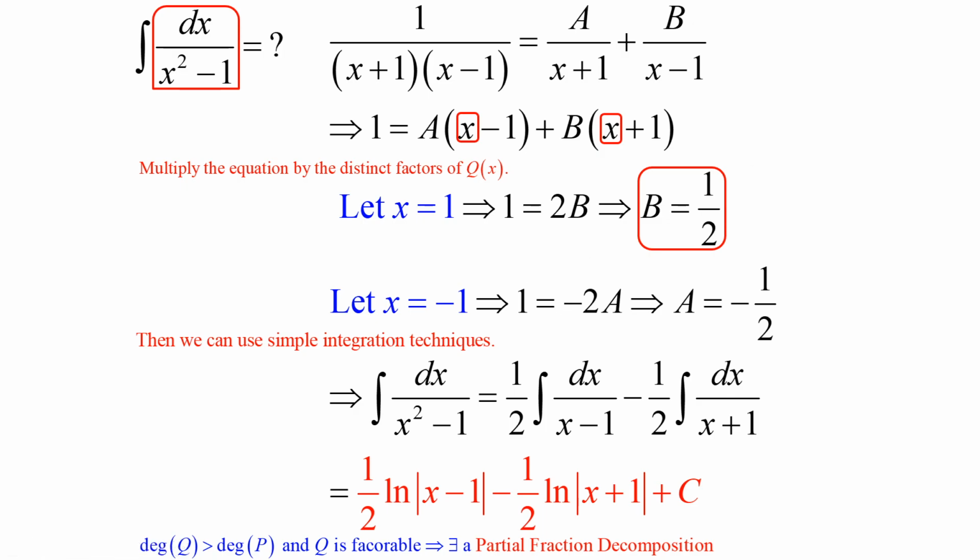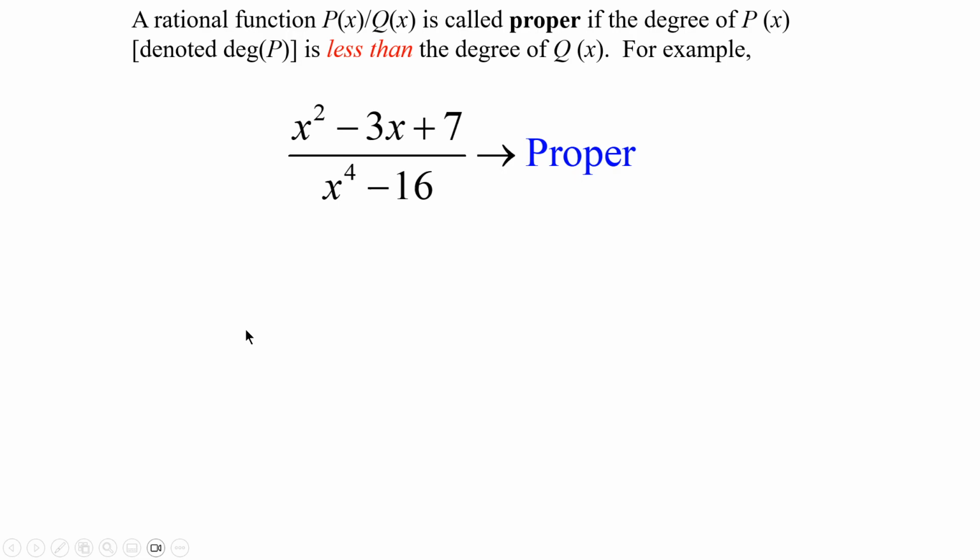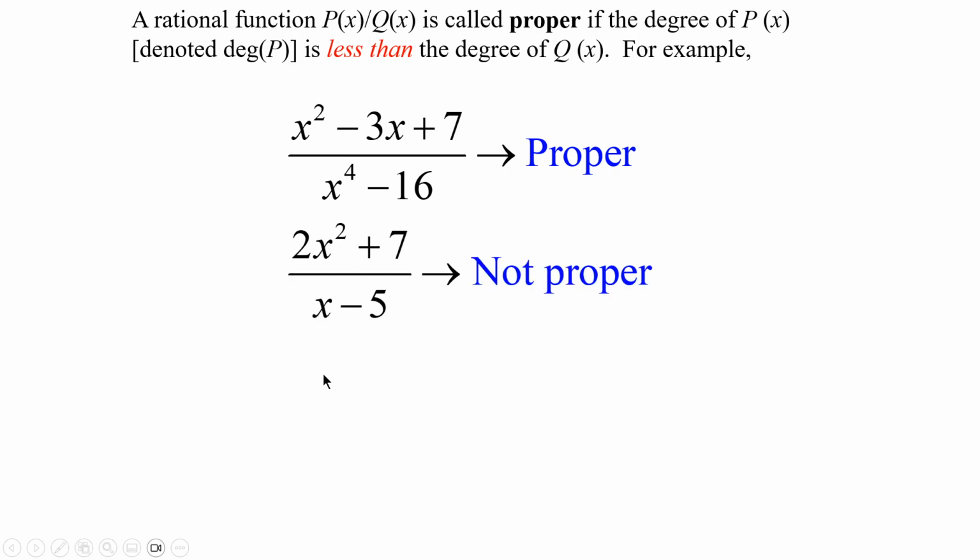What do you think? Okay, so a rational function p of x over q of x is called proper if the degree of p of x, denoted the degree of p, is less than the degree of q of x. For example, that is a proper fraction. That is not proper, nor is that. So we could use partial fractions to solve this integrand right here.